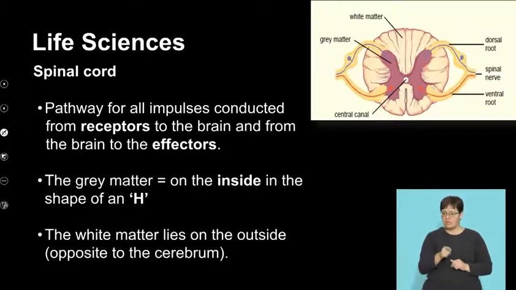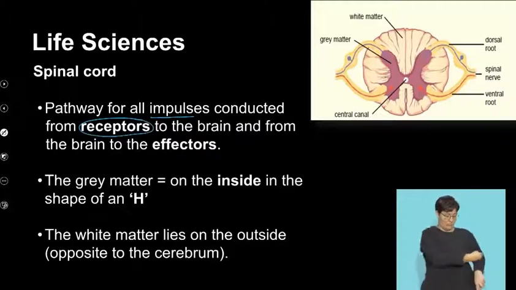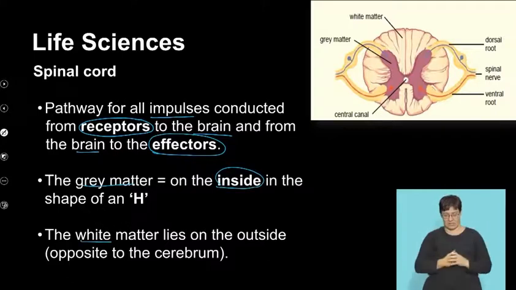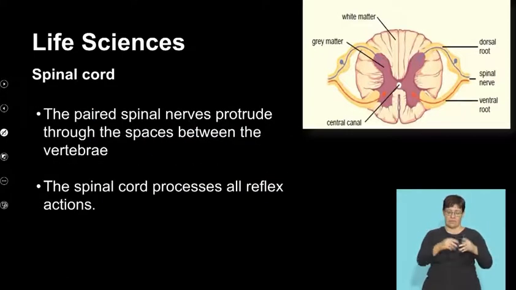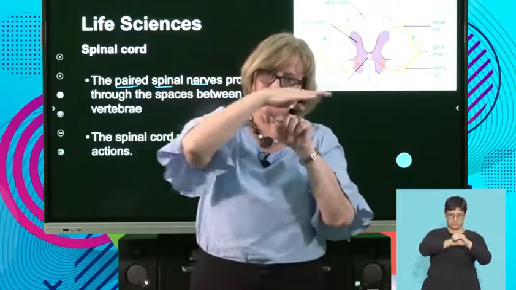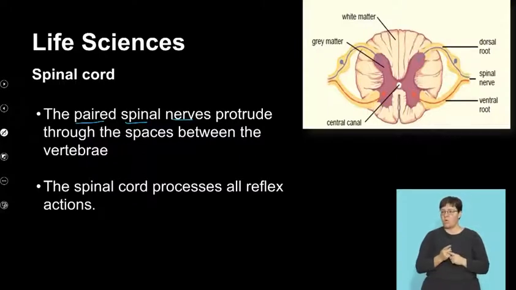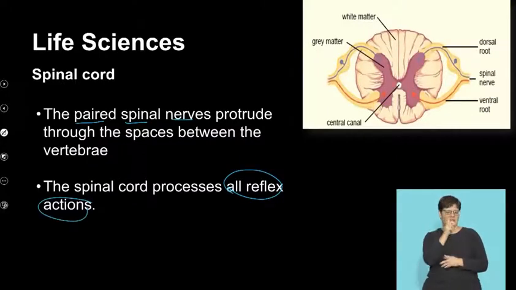Then, the spinal cord is the pathway for all impulses conducted, like I said, from the receptors to the brain and from the brain to the effectors, right, to effect that change. Gray matter is on the inside and white matter is on the outside. Like I said, the paired spinal nerves protrude through the spaces between the vertebrae, which means between those bones that we were talking about. The spinal nerves will go out there. It's not on the bones, it's in between, right? And all reflex actions will go through this, but we're going to do more detail on that later.